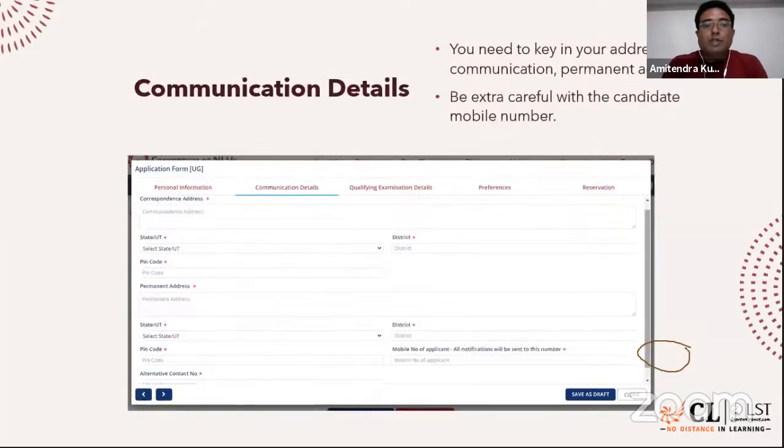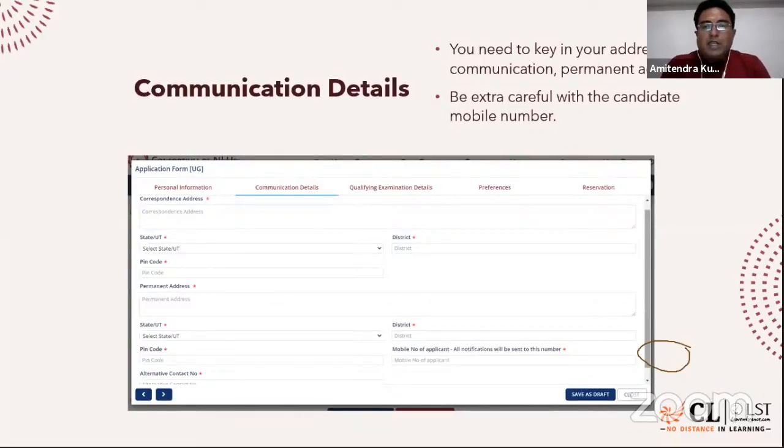Now, next comes communication details. Here, you have to key in your correspondence address. You have to select your state from the drop down. You have to type your district and the PIN code. Your correspondence address could be the same as your permanent address, or both of them could be different. Now, this is not the most important part, because all the communication as far as the consortium is concerned will be done through text messages or at maximum email.